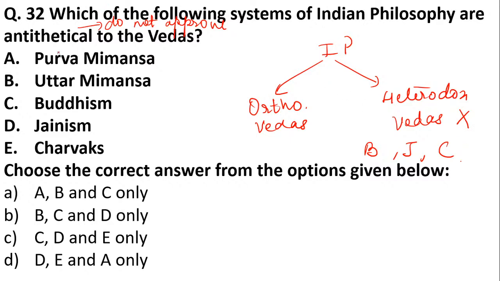All these, Upmana, Purv Mimamsa, Uttar Mimamsa and your Nyaya, they believed in Vedas. But Buddhists, Jains and Charvaks, they did not believe in Vedas. So C is the right answer.